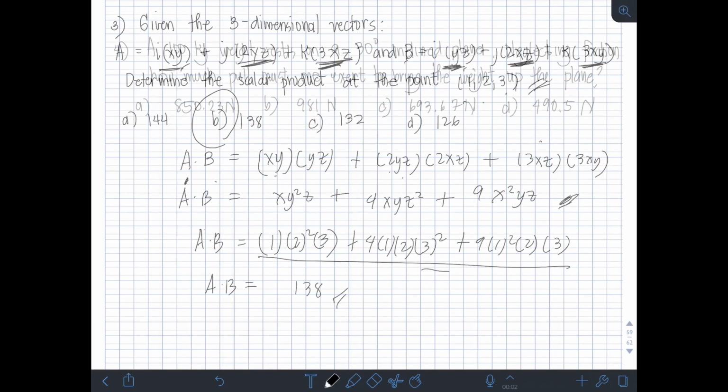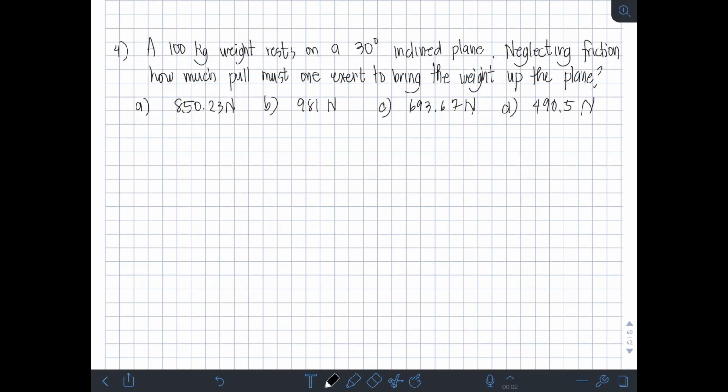Letter B. Next, we have a 100 kilogram weight resting on a 30-degree inclined plane. Neglecting friction, how much pull must one exert to bring the weight up the plane? Okay, so let's draw the figure. We have a 100 kilogram weight resting on an inclined plane. The angle of the inclined plane is 30 degrees.